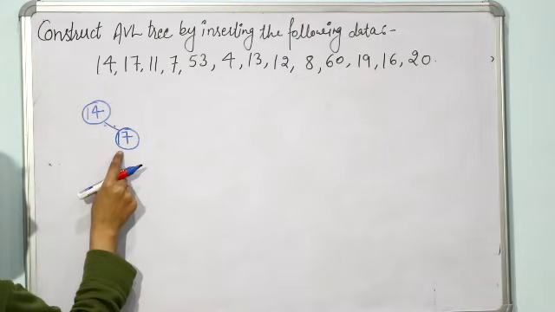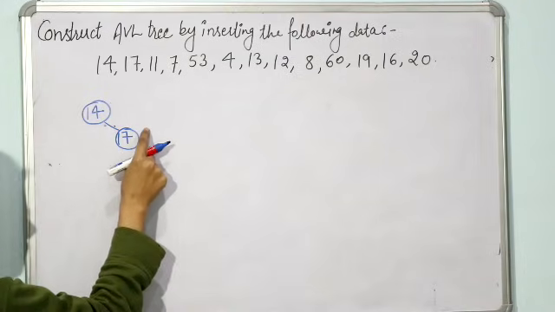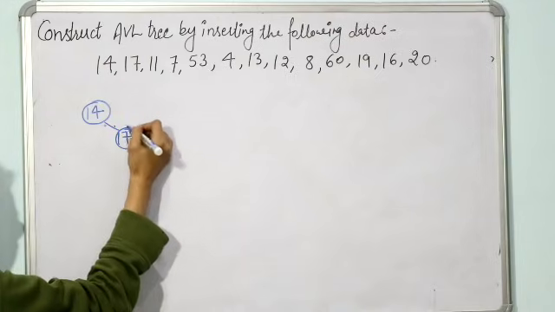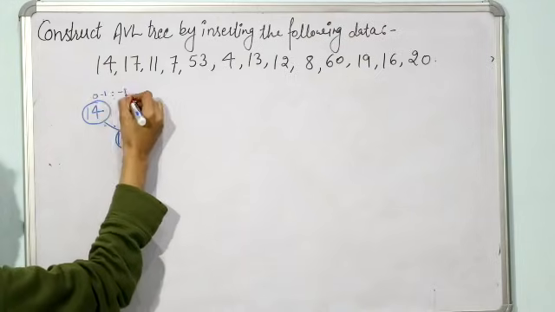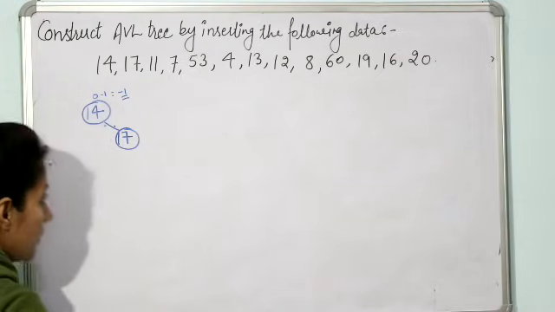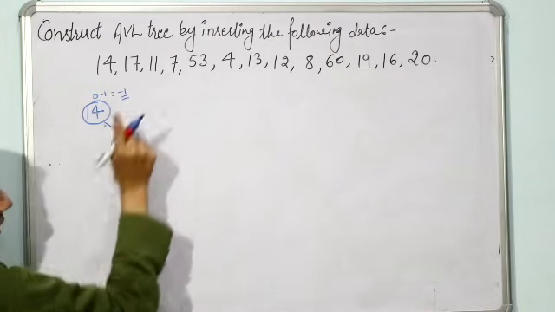Now check the balance factor. Balance factor of 17 is left minus right. Height of left is 0 and height of right is 0, so 0 minus 0. Balance factor of 14 is 0 minus 1, that is -1. So no need to balance it. It is already balanced.